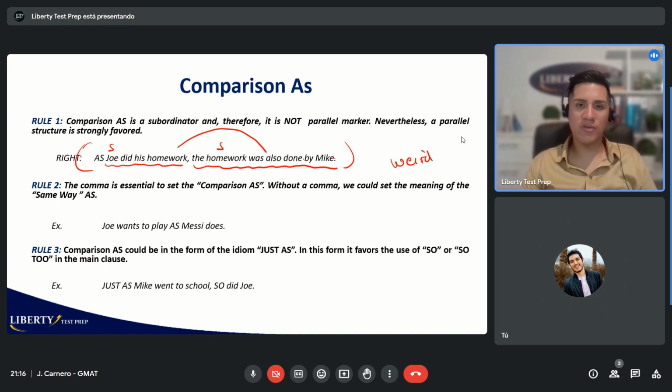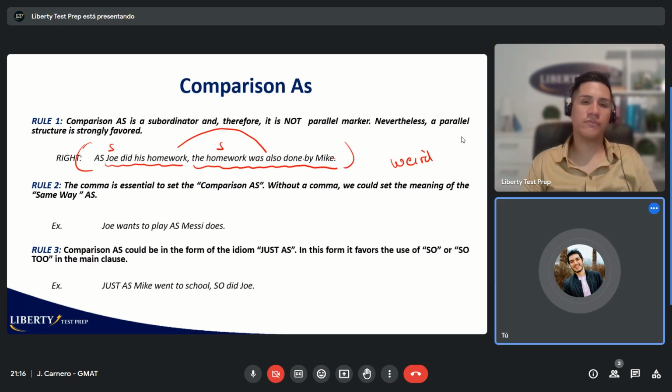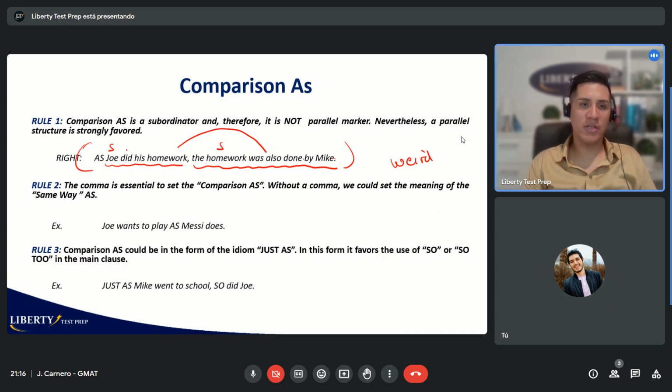We're not making a comparison between nouns. If it was a comparison between nouns, then Joe and homework wouldn't be parallel. That would be incorrect. But "as" does not compare nouns. It's full clauses. No, because in this case, "did his homework", this is not a helping verb. Do can be a helping verb. They're not using helping verbs here.